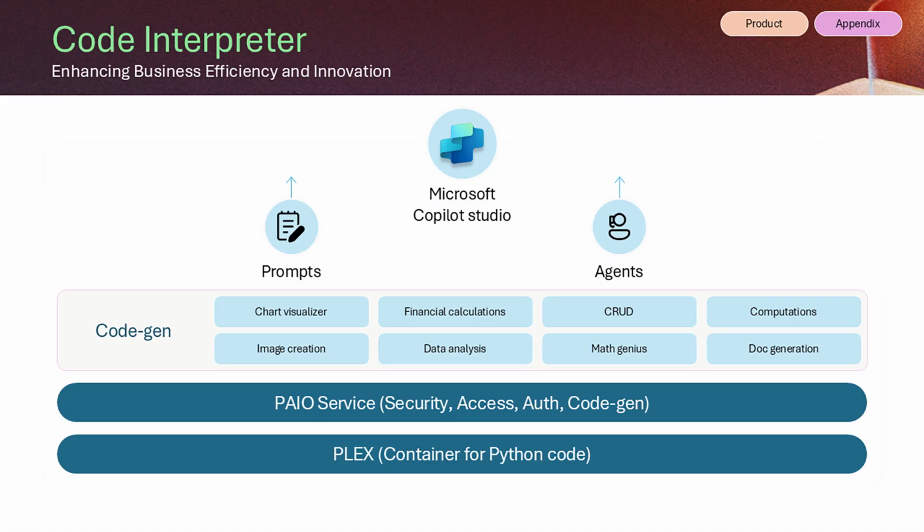Code Interpreter will be shipped in Copilot Studio via two entry points. First, it'll be available in prompts. Second, it'll be available in agents.